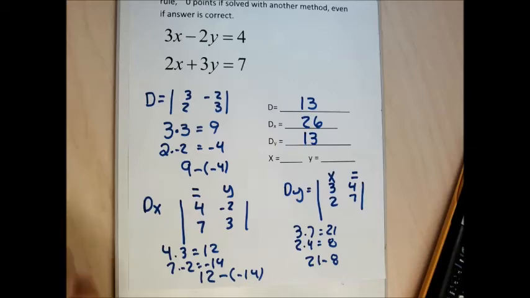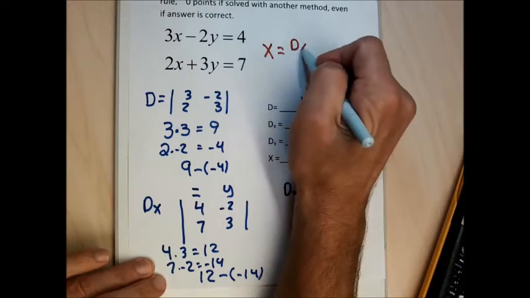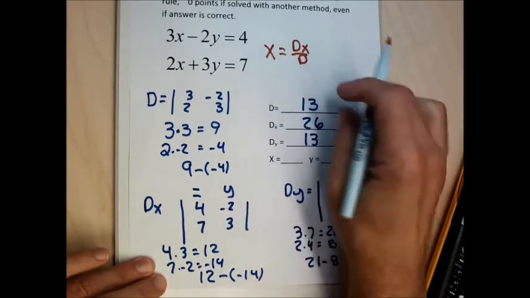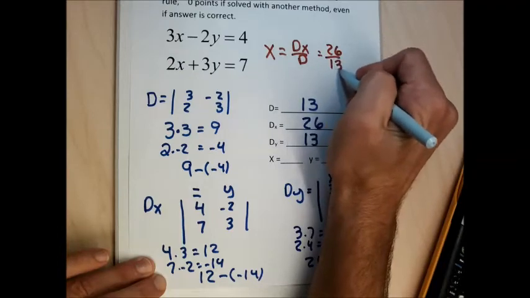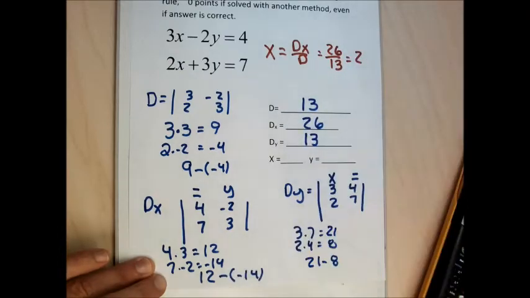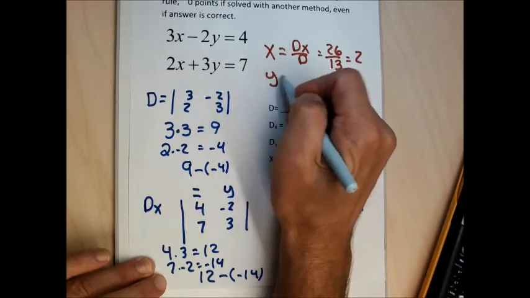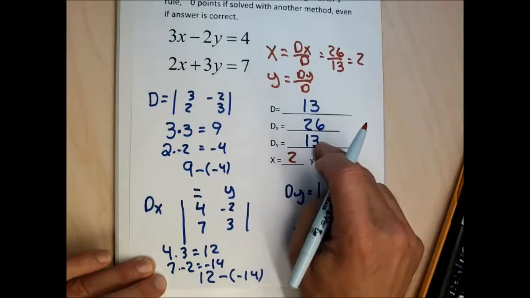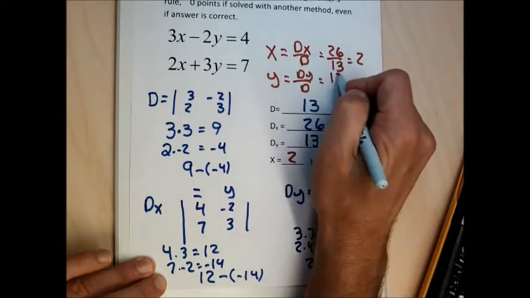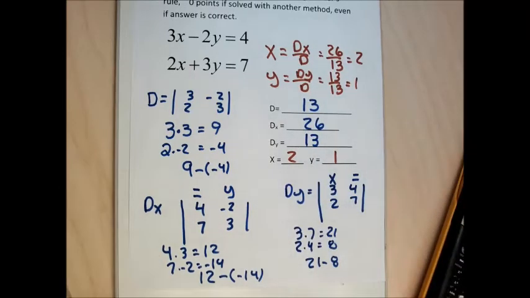To figure out what x and y are, x is the D sub x number over the D. The D sub x number is 26. The D number is 13, and 26 over 13 is 2. The y is the D sub y number over D. The D sub y is 13, the D is 13. So I'm going to do 13 over 13, which is 1. That's everything I need to show on my test to get full credit for this.